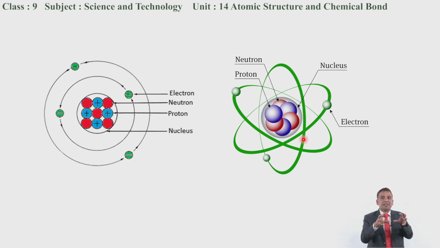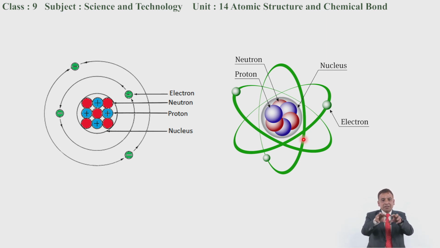Even though the second shell can accommodate 8 electrons, in beryllium there are only 4 electrons. So, out of 4 electrons, 2 electrons are kept inside the first shell, that is the K shell, and in the second shell we have only 2 electrons. These are kept in the second shell, that is the L shell.